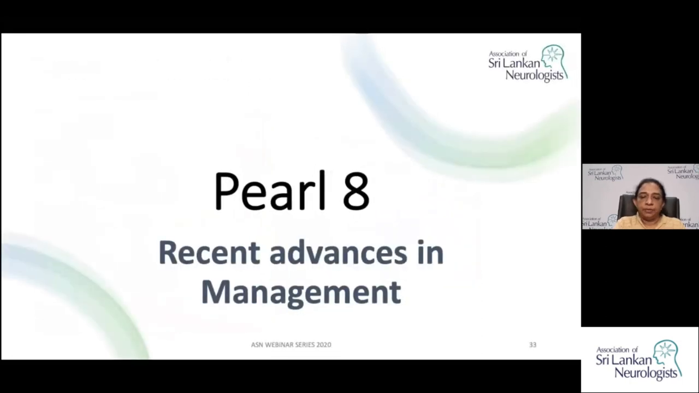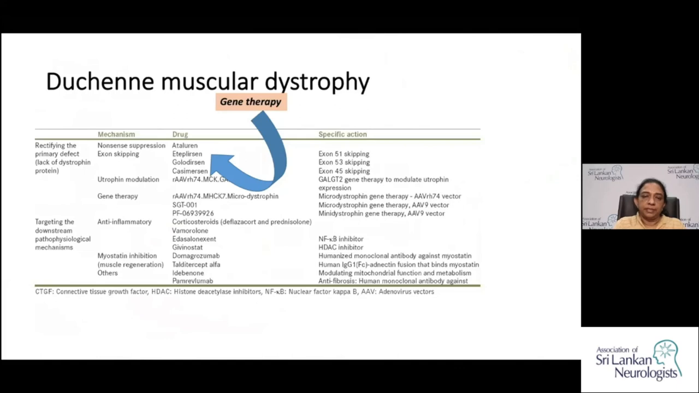So when it comes to recent advances in management, I have just one slide. In Duchenne muscular dystrophy, genetic therapy has been tried. As I told you, the gene mutations have been identified, and for certain mutations, they have tried different medications. I think in small studies they have found some benefits, but not an overall benefit to extrapolate to all the other patients.